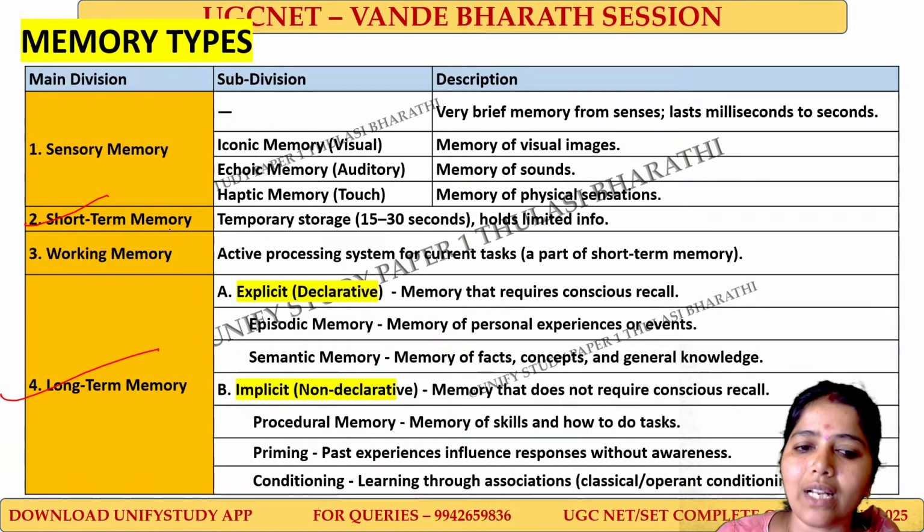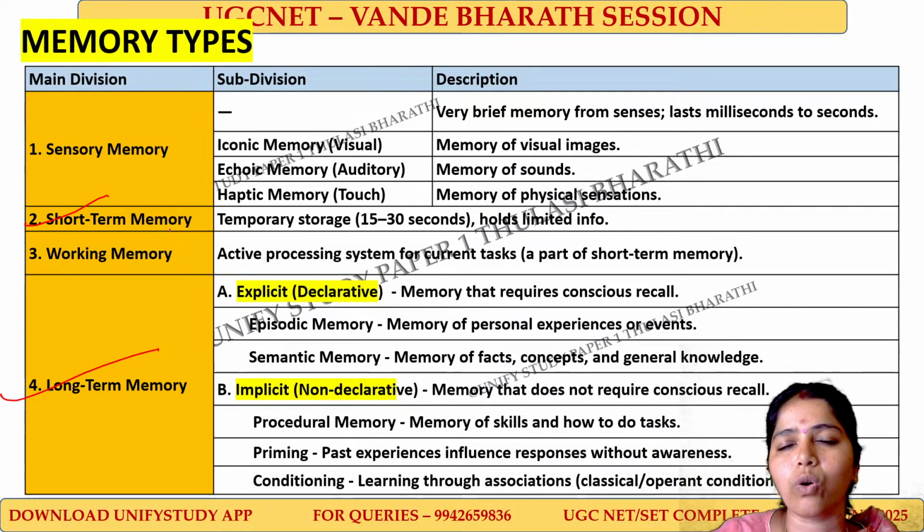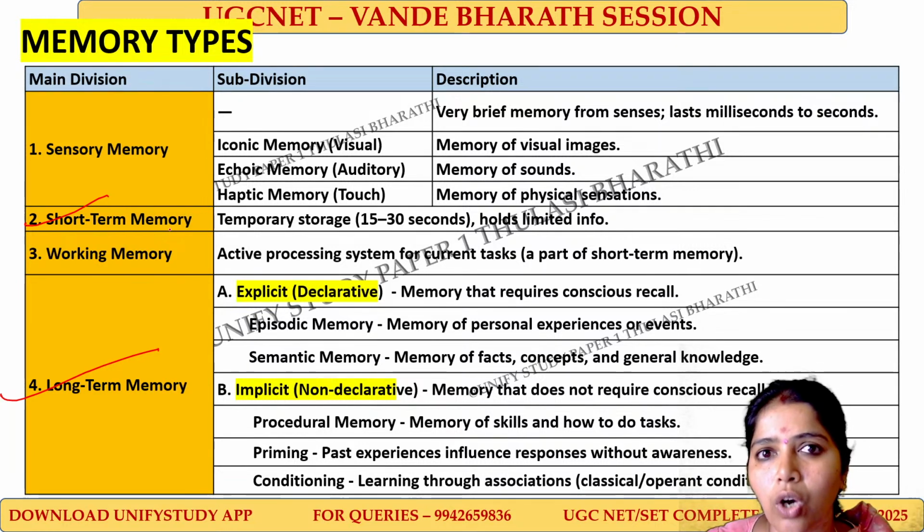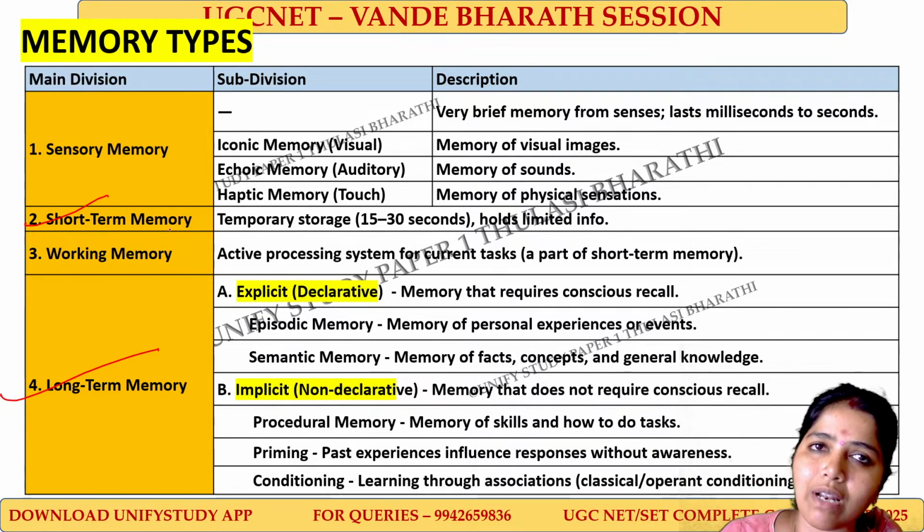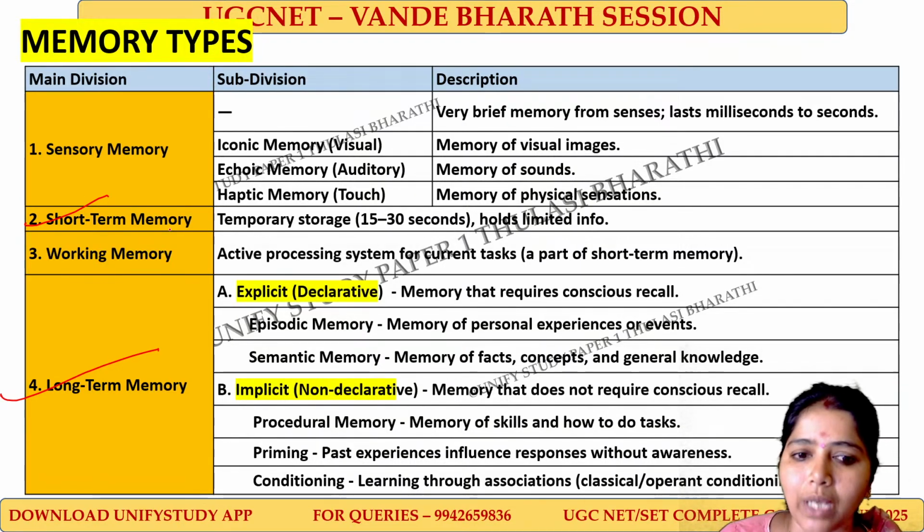Long-term memory also has implicit memory. Implicit means there is no requirement of conscious recall. We have procedural, priming and classical conditioning. Procedural memory means how to do some task. Priming means what?